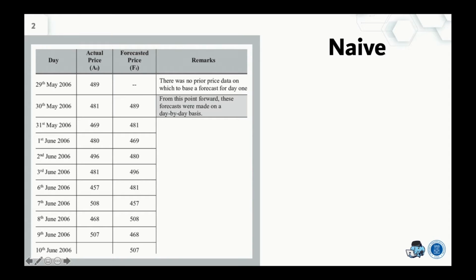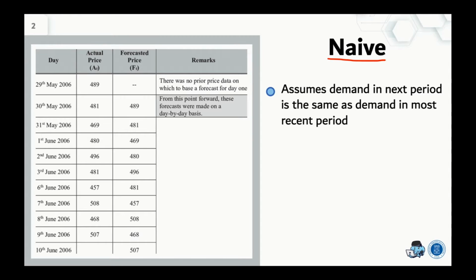The first method in time series forecasting, the simplest one, we call the naive method. What is the naive method? This method assumes that the demand for the next period is exactly the same as the demand in the most recent period.